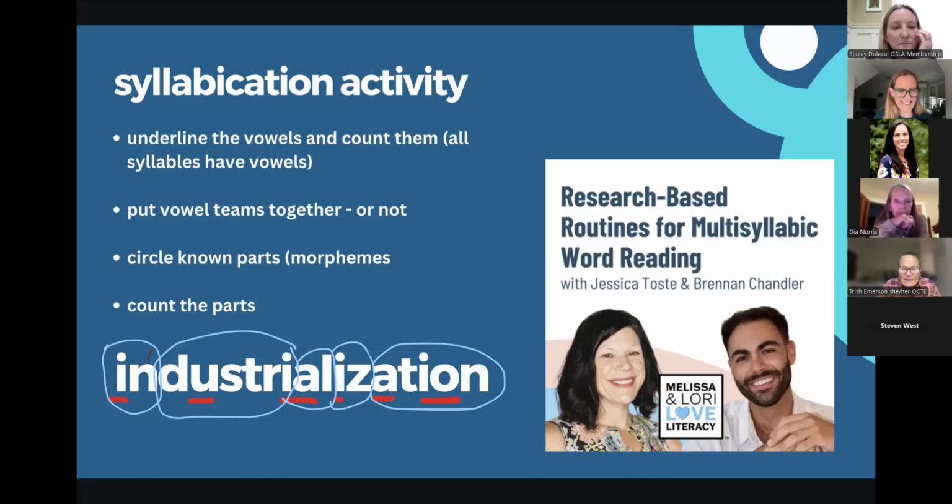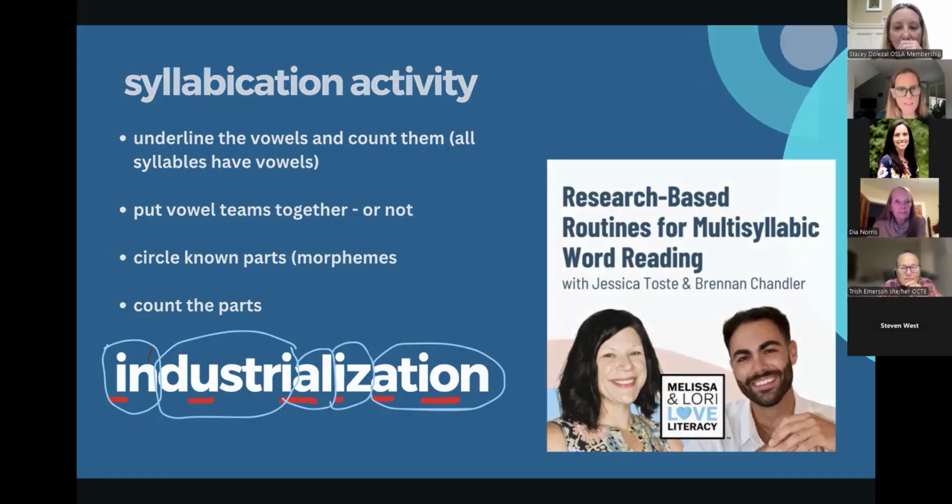So we underline the vowels, we count them, we decide whether or not they are teams. And then once we do that, we can circle the known morphemes. Maybe there are some morphemes that we don't know. I wasn't sure when I examined this word if the root was dust or if indust was the root. So I didn't know whether to count it as one part or two parts.